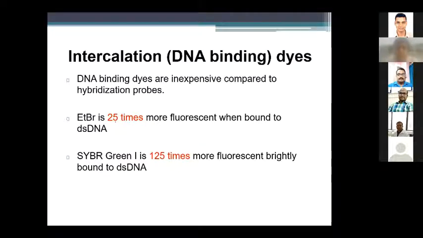Why do we use the intercalating dye? Because this dye is inexpensive compared to the hybridizing probe, and its sensitivity is much higher, about 125 times brighter compared to ETBR, which is only 25 times more fluorescent when bound to double-strand DNA. So it gives more fluorescence and a very low detection limit.